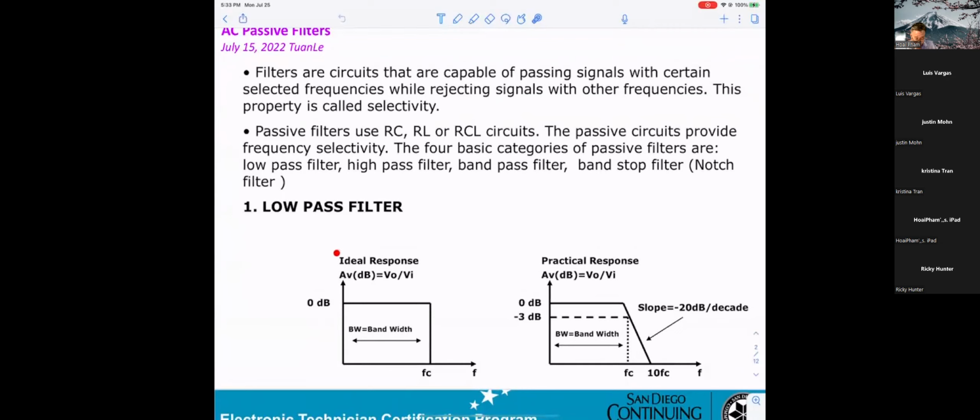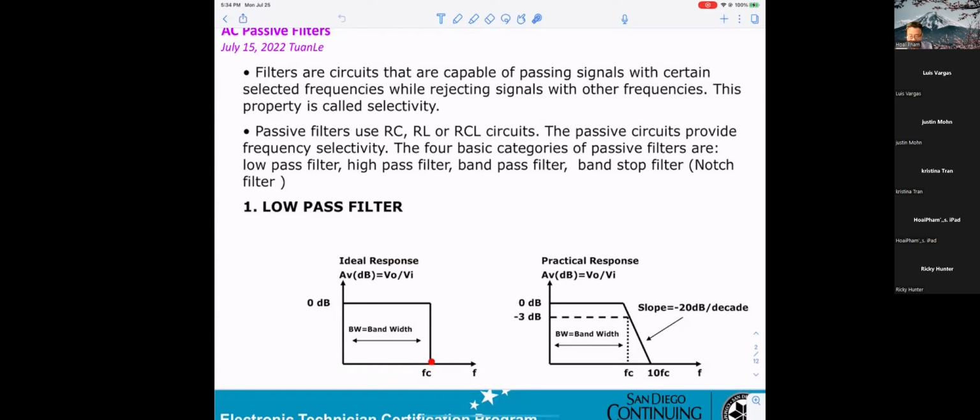This is the ideal low pass filter. This stands for the gain, Av equals Vout divided by Vin. And this is a frequency domain, which means it varies with the frequency. This is the ideal output for the low pass filter. That means they allow any signal from 0 Hz up to the frequency we call fc, the cutoff frequency.